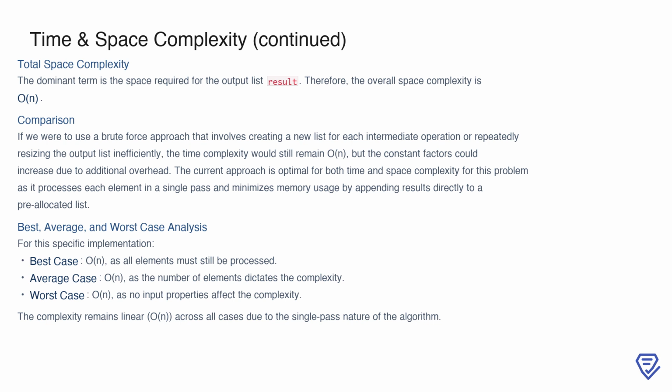to redundant operations. Finally, analyzing the best, average, and worst case scenarios, we see that the complexity remains O(n) across all cases. This is because the algorithm processes every element of the input list exactly once, regardless of the input's properties. This single-pass, linear approach ensures optimal performance for both time and space.